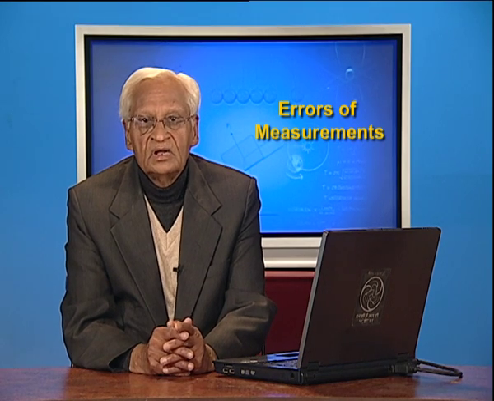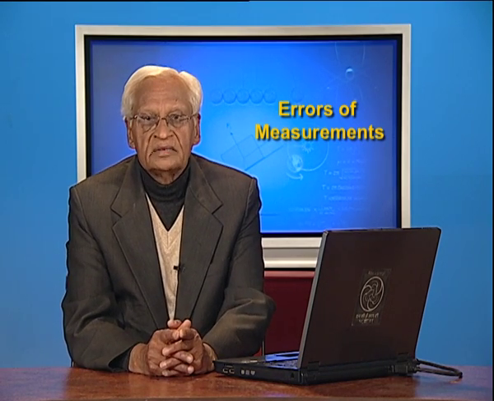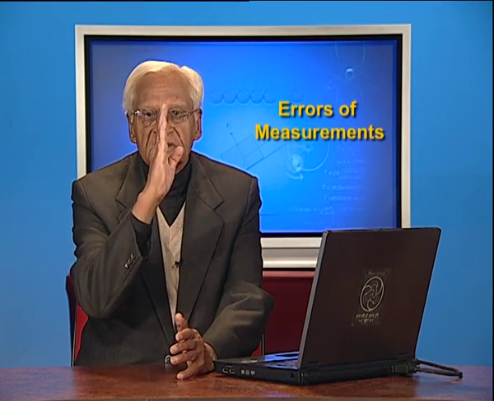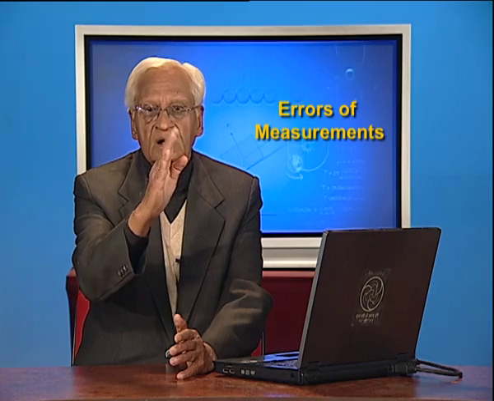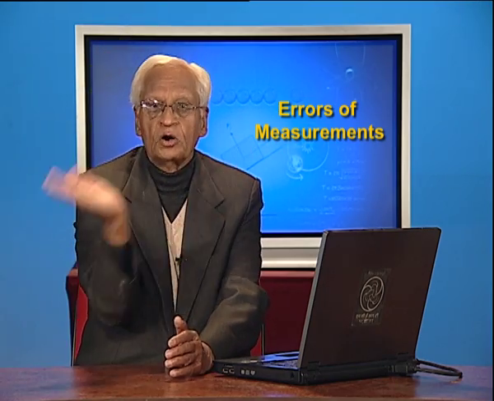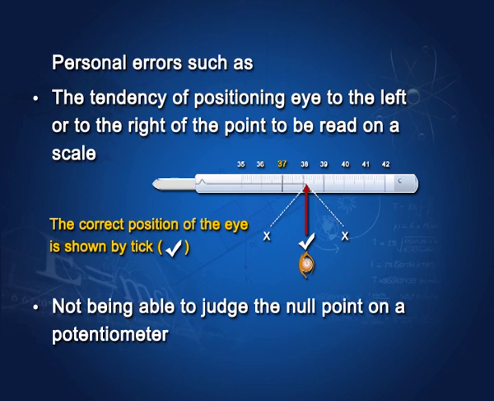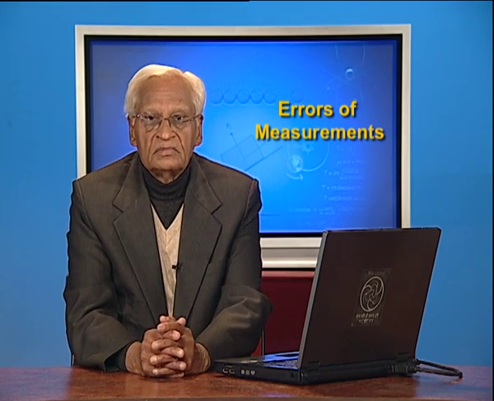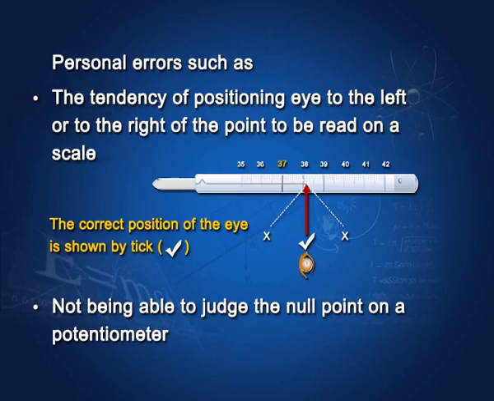Let me remind you, your teacher must have told you that the point that you have to read, your eye must be in line with that point or directly above that point. If you are to the left or to the right of that point, you will not be able to measure temperature correctly. Electrical experiments, for example, with the potentiometer, you may not be able to judge the null point properly. That can also cause personal error.